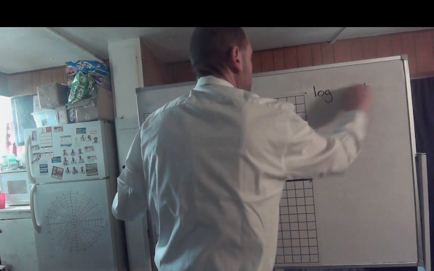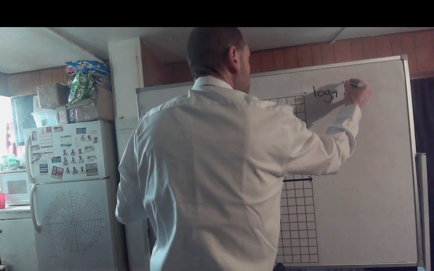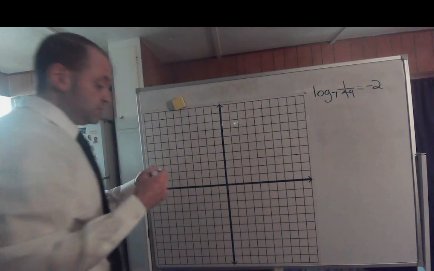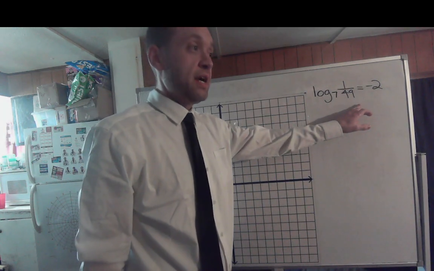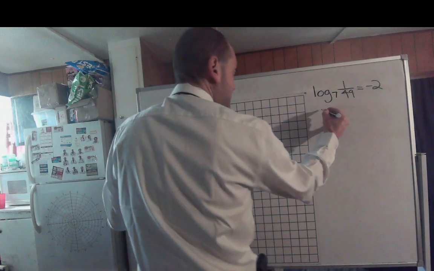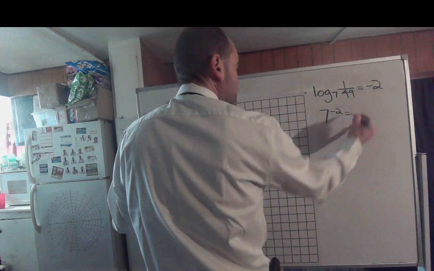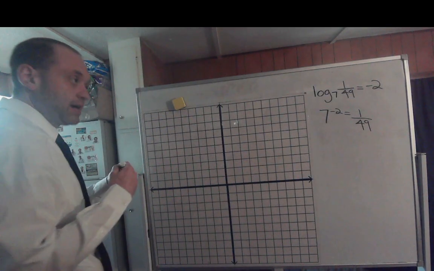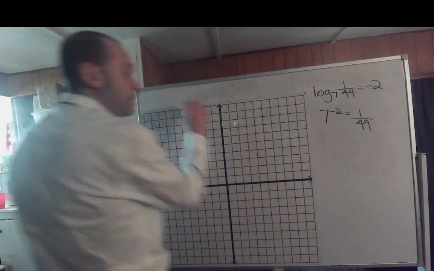Let's do another here. We have log base 7 of 1/49th equals negative 2. This is the same as saying that 7 to the negative second is equal to 1/49th. And we know that's true. If you take 7 to the negative second power, you'll get 1/49th. One more of this, then we'll do some natural logarithms.